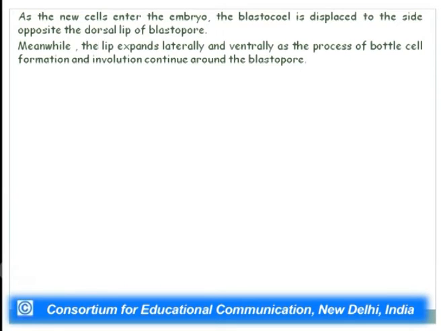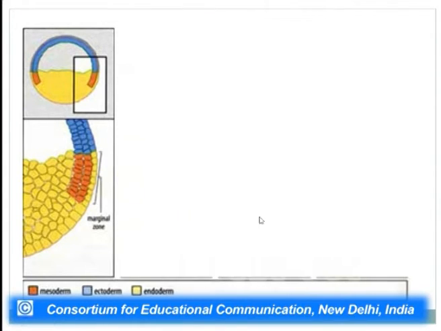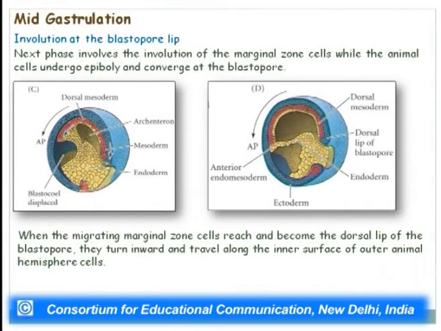As the new cells enter the embryo, the blastocoel is displaced to the side opposite the dorsal lip of the blastopore. Meanwhile, the lip expands laterally and ventrally as the process of bottle cell formation and involution continue around the blastopore. This is just showing the dorsal lip of the blastopore. As it keeps on happening, this was happening at the dorsal end, then it starts happening at the lateral sides, and then at the ventral side.